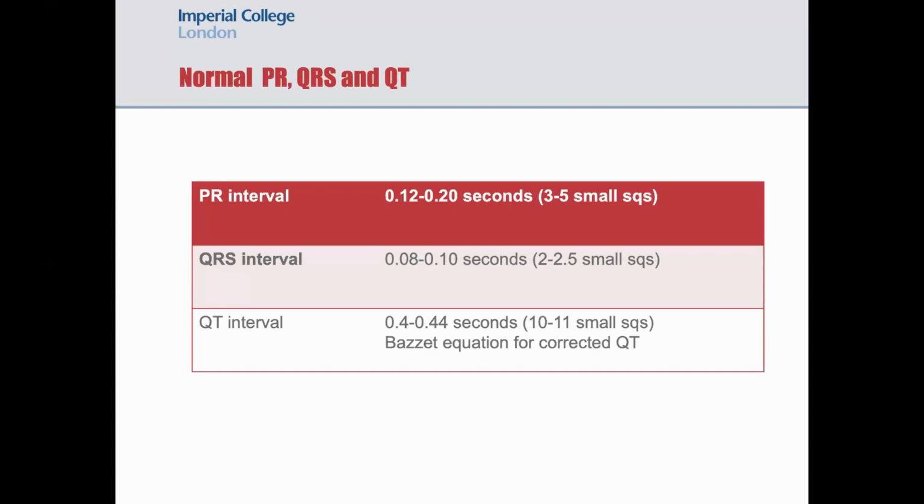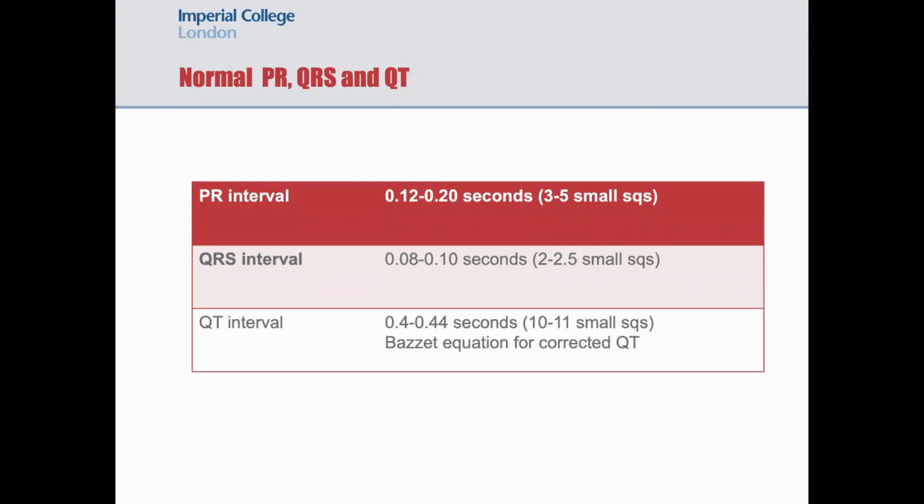So there's something called the Bazett equation for a corrected QT. It is the actual QT shown on the ECG divided by the square root of the RR interval. I don't know how it works, but I just know there's an equation for the corrected QT interval. If you want to be a bit clever in your presentation, you can present the actual QT as shown on ECG and say you would like to correct it using the Bazett equation to make sure that the QT interval is okay. So that's all I'm going to say about those two.